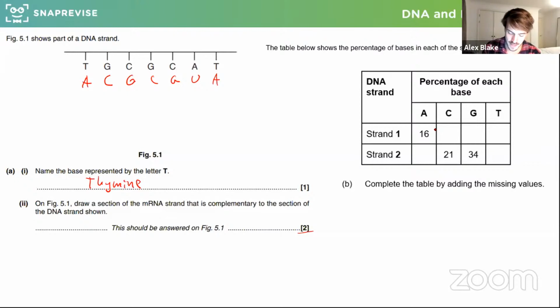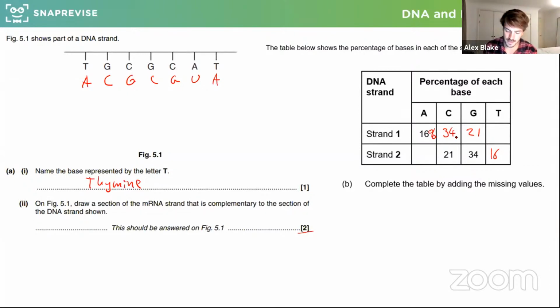Cool. So if A on strand 1 has 16% of the bases, so these are all in percent, so we know it adds up to 100. Therefore, the T of this one must have 16%. If the C of this one has 21, the C of this one has 21, and if this one's got 34 for G, this one must have 34 for C.